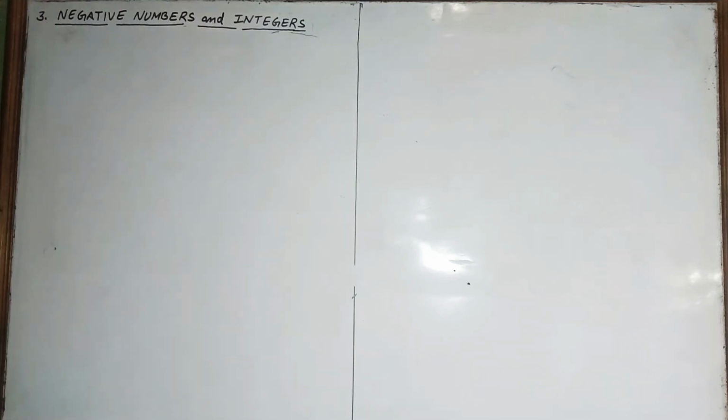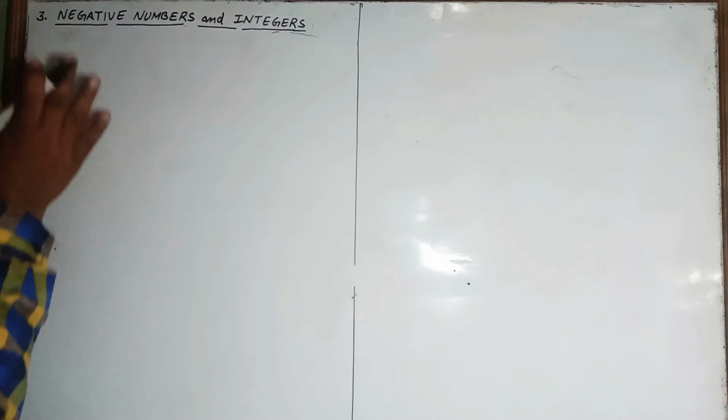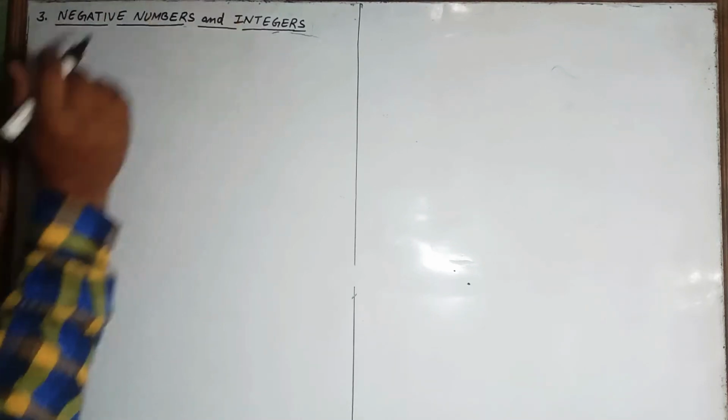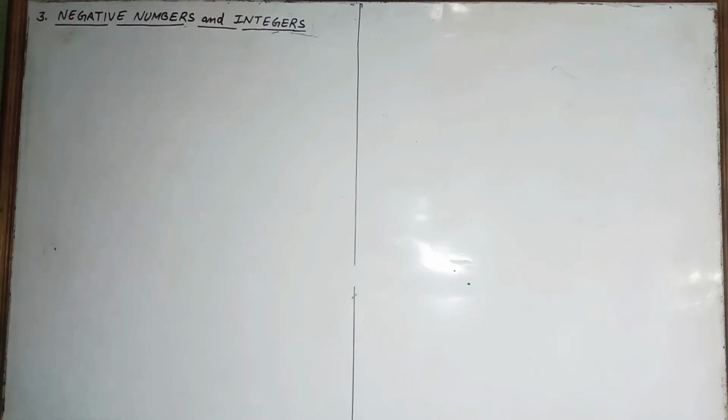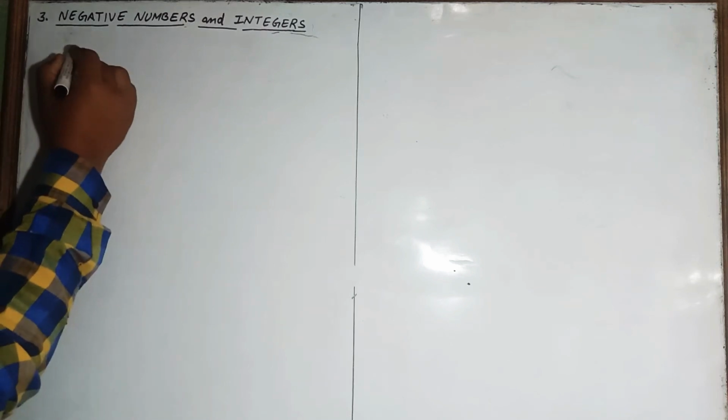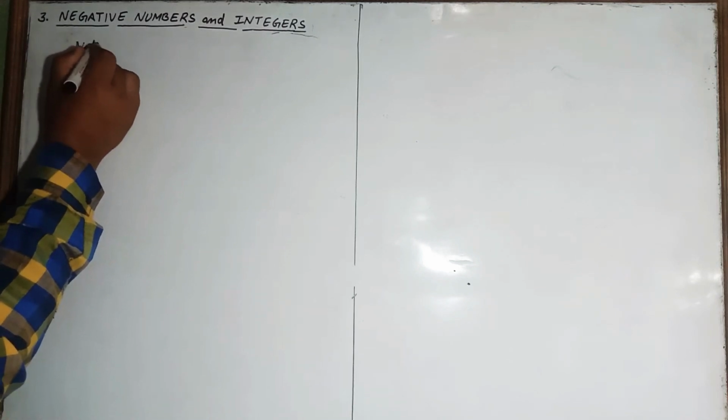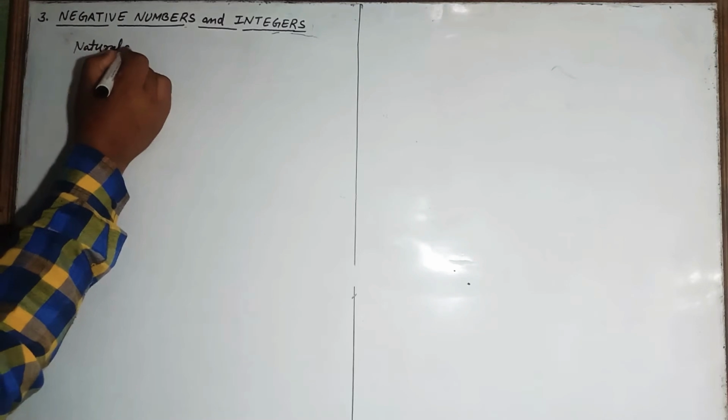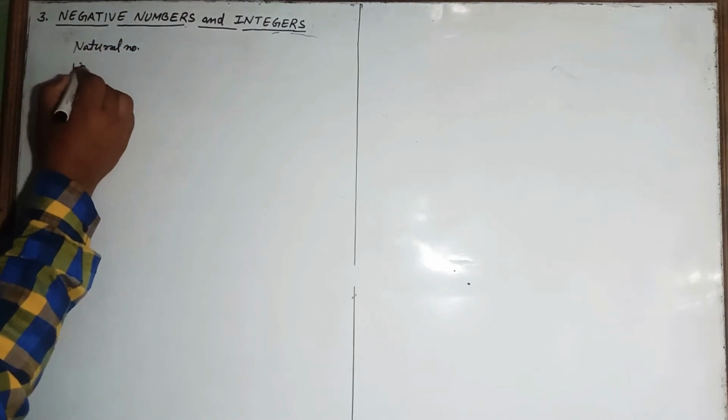Hello everyone. In this video we will start our third chapter of mathematics, that is negative numbers and integers. Now see what the negative numbers are and what the integers are. Before this we want to revise what the natural numbers are and what the whole numbers are.